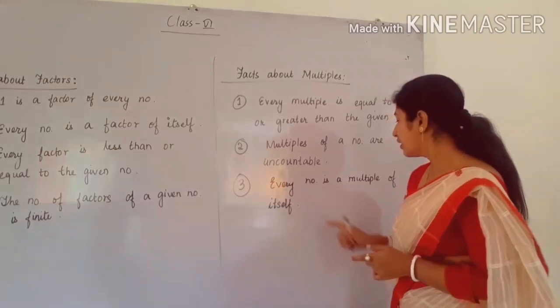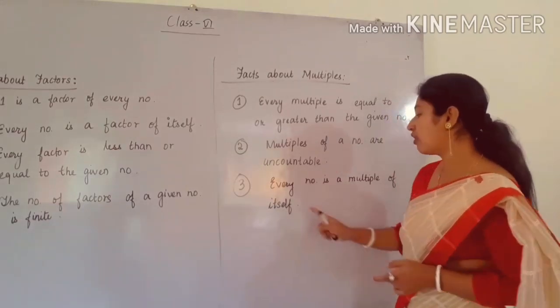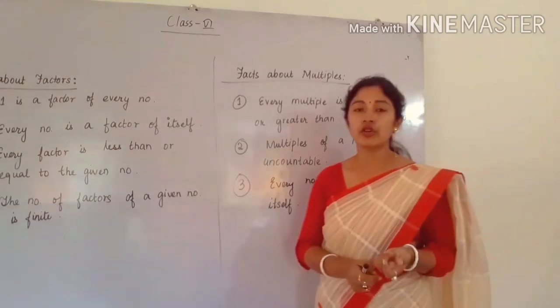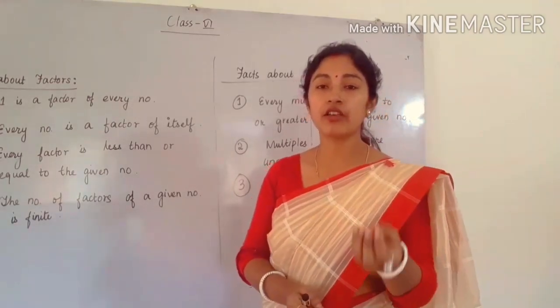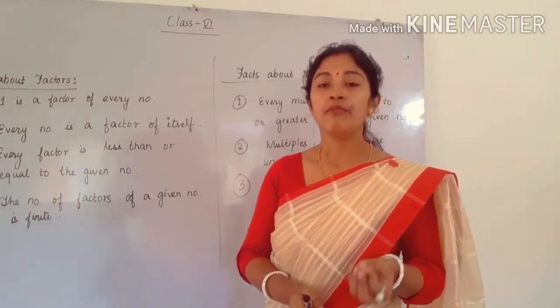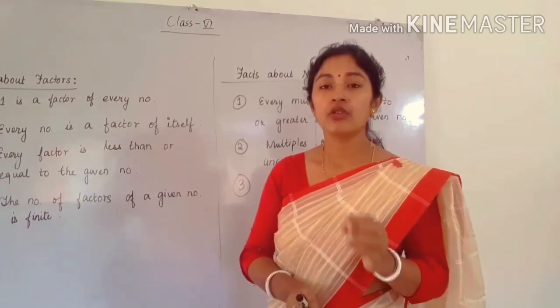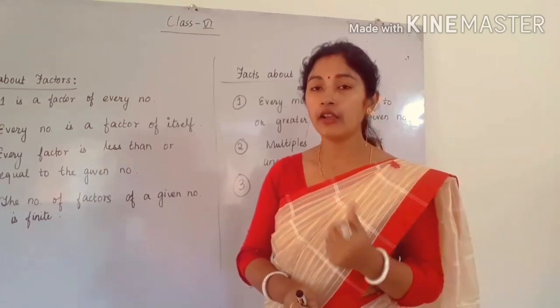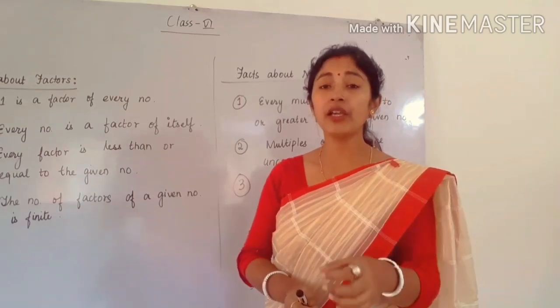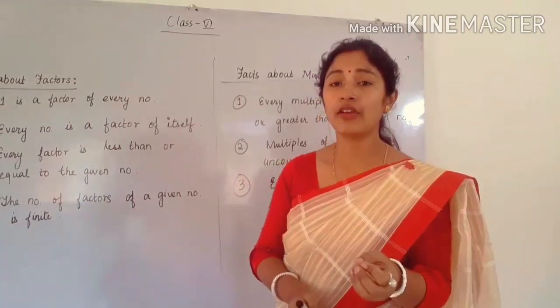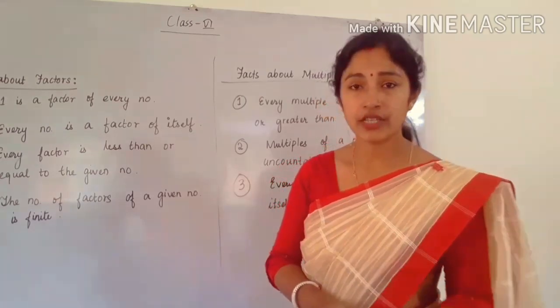Next is number 3. Every number is a multiple of itself. Yes, it is also true. For example, suppose I take the number 7. When 7 is multiplied by 1, I will get 7. So 7 is the first and the lowest multiple of 7. There will be no number less than 7 that will be a multiple of 7.